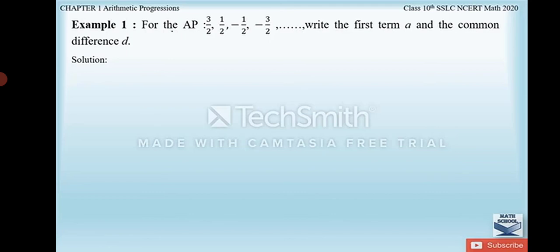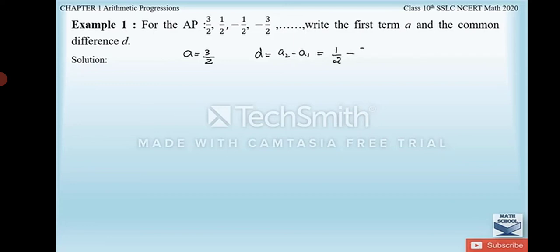Next, let us solve Example 1 from the chapter Arithmetic Progression. For the AP 3 by 2, 1 by 2, minus 1 by 2, minus 3 by 2, write the first term A and the common difference D. The first term A will be 3 by 2, as given here. The common difference D can be found in an AP by subtracting any two consecutive numbers.